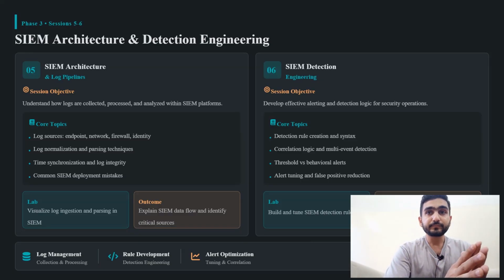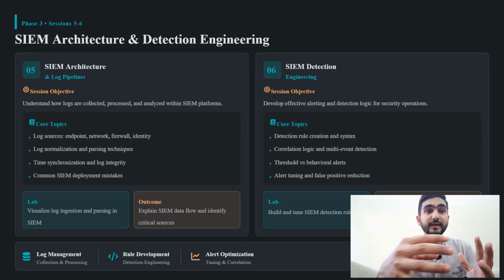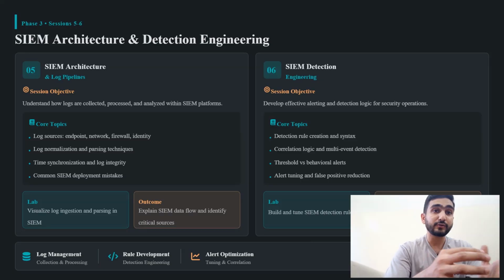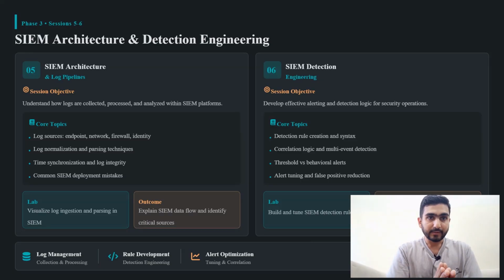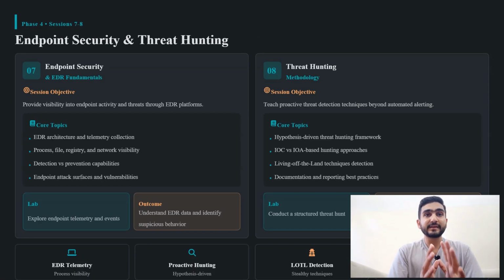In session number 6, we'll be speaking about how to write different queries in order to create rules, and what kind of alerts we need to create in order to understand or detect behavior-based anomalies. So moving on to session number 7, endpoint security and EDR fundamentals.